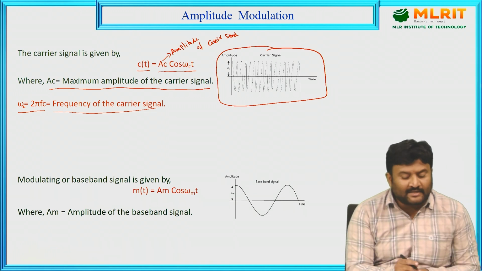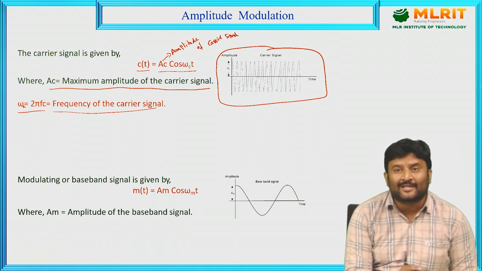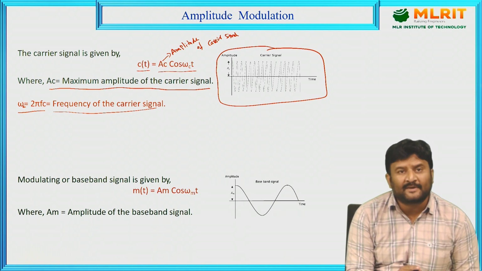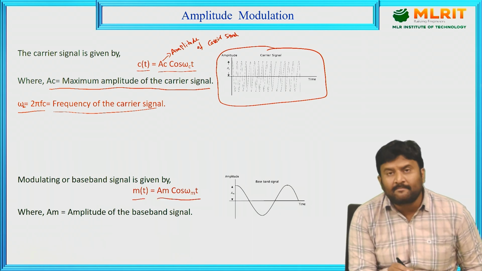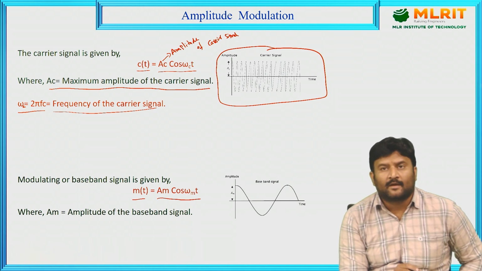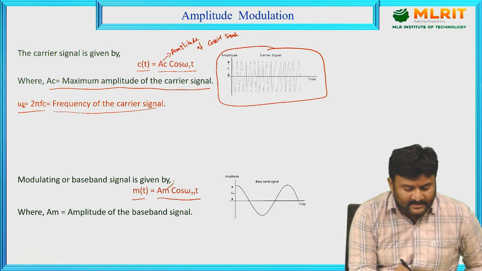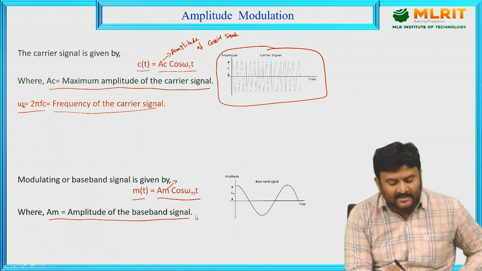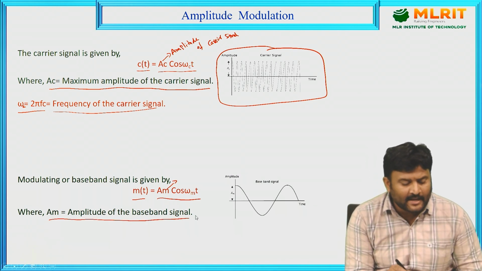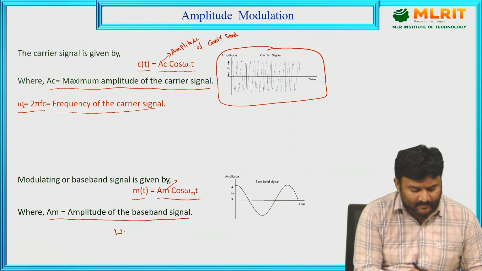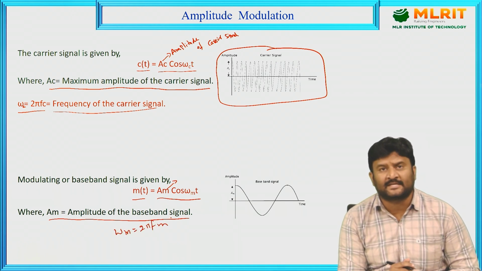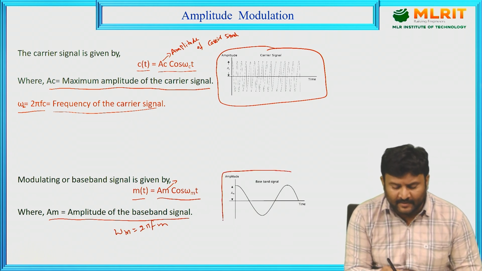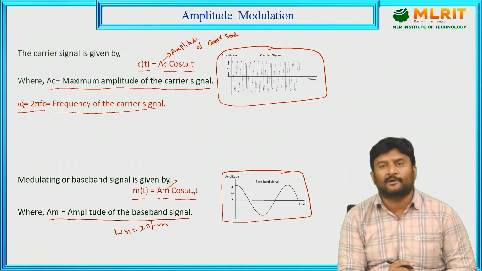And going to the next one, the information signal. It is also called the modulating signal, also called the baseband signal. Mathematically, it is given as m of t is equal to Am cos omega mt. Similarly, Am is the maximum amplitude of the baseband signal, and omega m is 2 pi fm, the frequency of the message signal. That means this is the representation of the information or modulating signal.